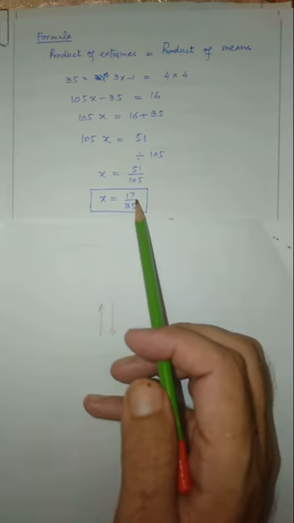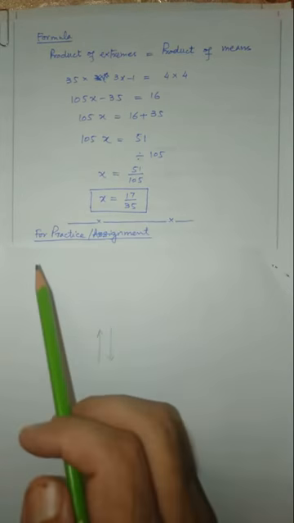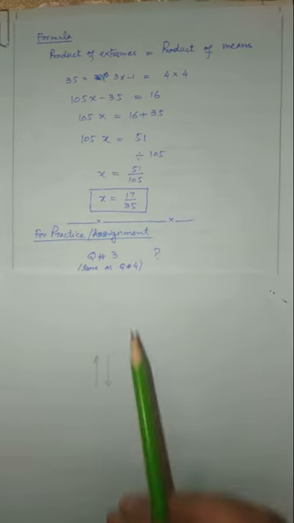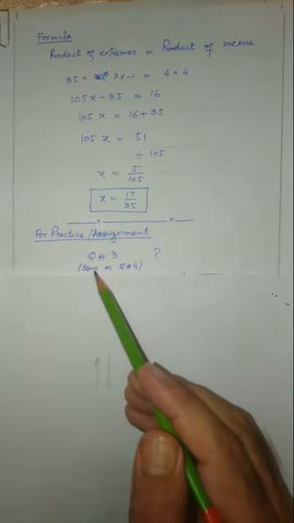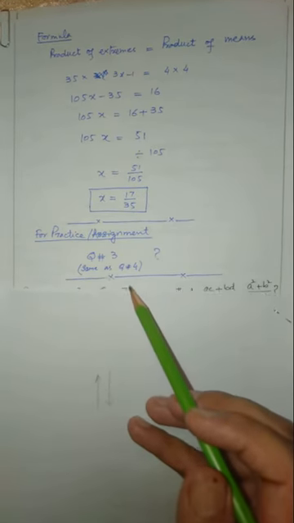X is equal to 17 divided by 35. For practice and assignment, question number 3. The student will solve question number 3 because it is same as question number 4.